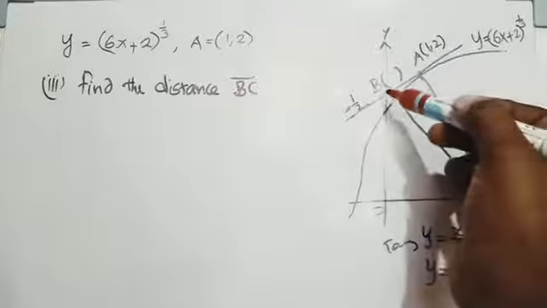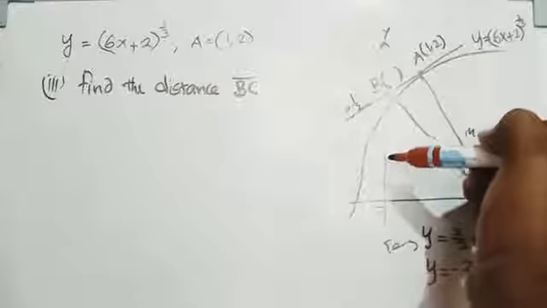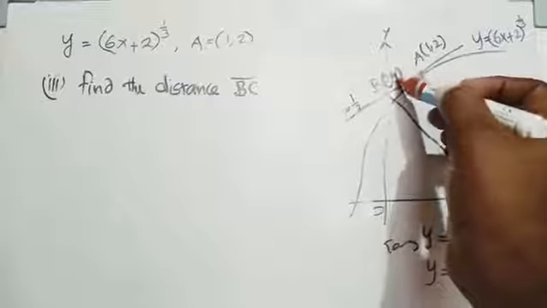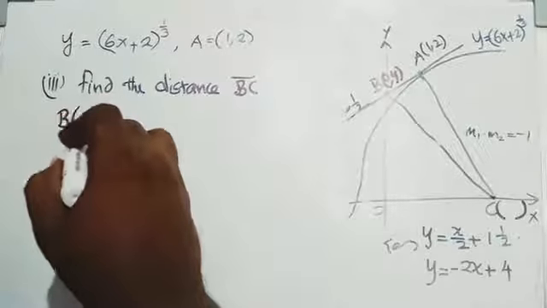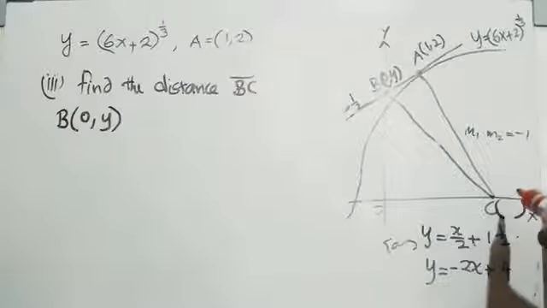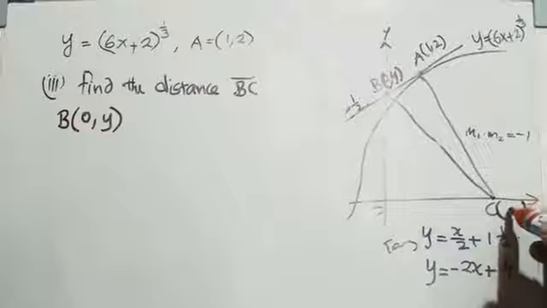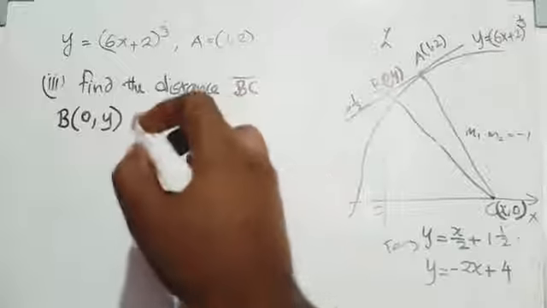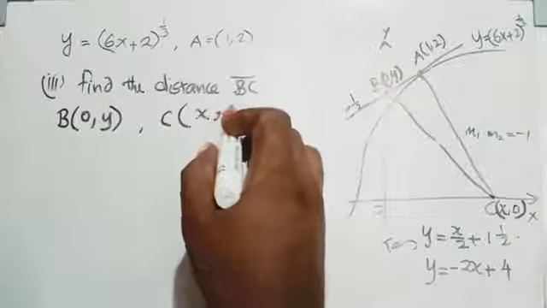And here it is clearly given that B is a point on y-axis. And you know, on y-axis, x coordinate is 0. So we can assume B as (0, y). And C is a point on x-axis. And you know, on x-axis, y coordinate is 0. So assume C as (x, 0).